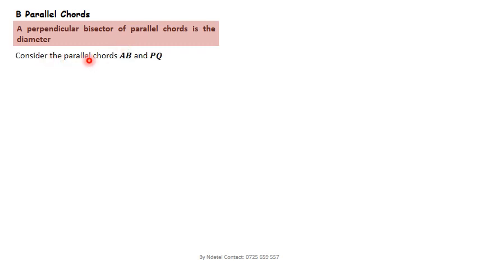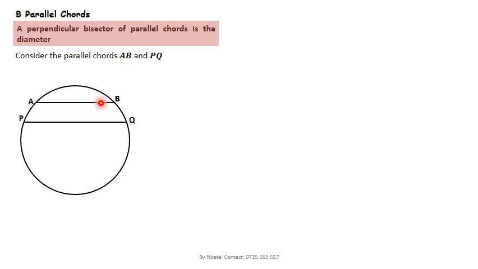Now, consider the parallel chords AB and PQ. We have the circle there, and then we have the chord AB, and we have the chord PQ. Now, the bisector of AB is line NN. See, we have a line NN, which is the bisector of the chord AB. And in the first concept of chords, we said a perpendicular bisector of a chord passes through the center of the circle. That means the line NN must be passing through the center of the circle.